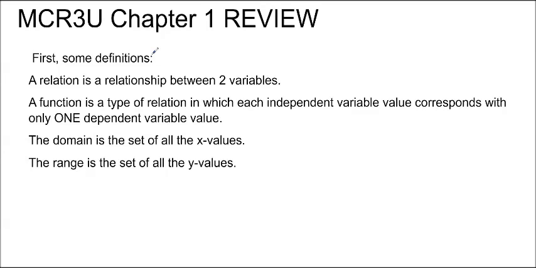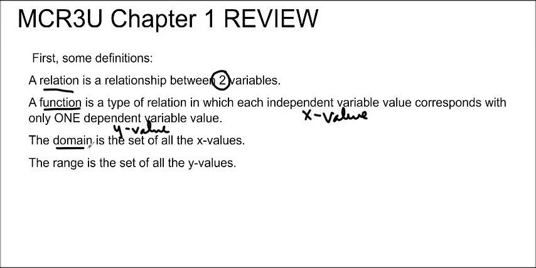So we're going to do some definitions first. A relation is a relationship between two variables, only two variables. So if it had three variables, it would not be a relation, or one variable. A function is a type of relation in which each independent variable, the x values, corresponds with only one dependent variable, y value. So every x has only one y.